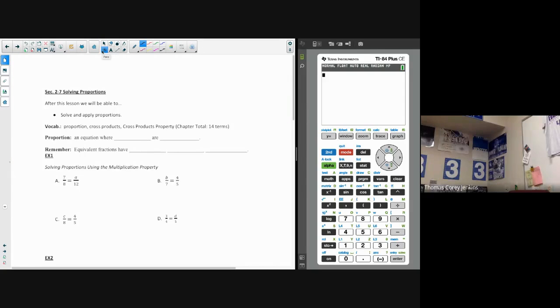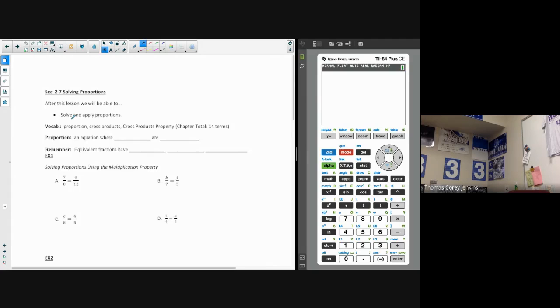So your learning target is that after this lesson, we'll be able to solve and apply proportions, which, like I said, in theory you can already do at least some of, because it's been on our DMR, and that's even tougher on the DMR because we don't use a calculator there.